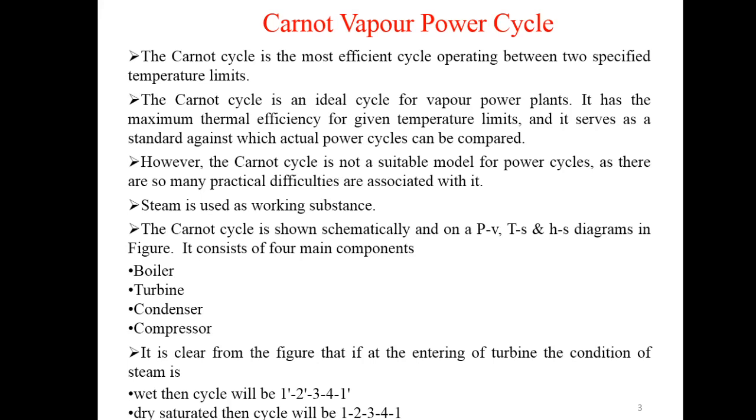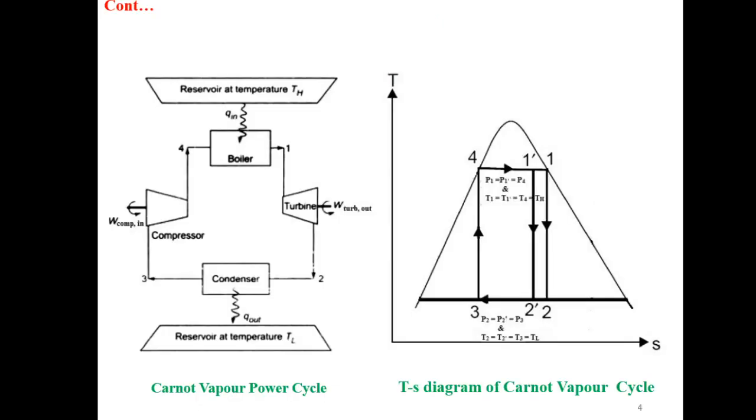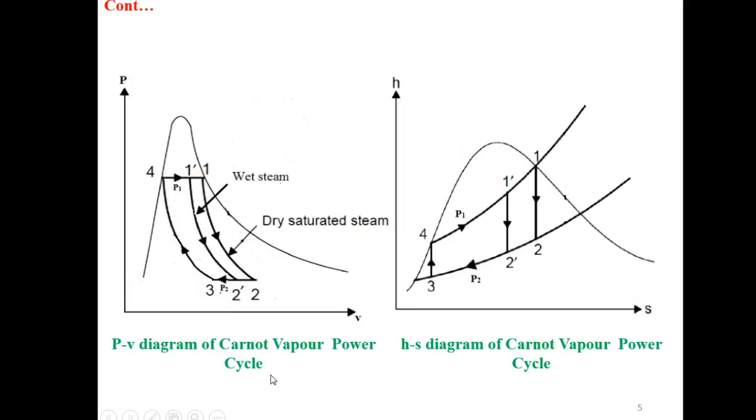Steam is used as the working substance. The Carnot cycle is shown schematically and on pressure-volume, that is PV, temperature-entropy, TS, and enthalpy-entropy diagrams in the figure. So this is the Carnot Vapour Power Cycle. This is the TS diagram, this is the PV diagram, and this is the HS diagram of the Carnot Vapour Power Cycle.